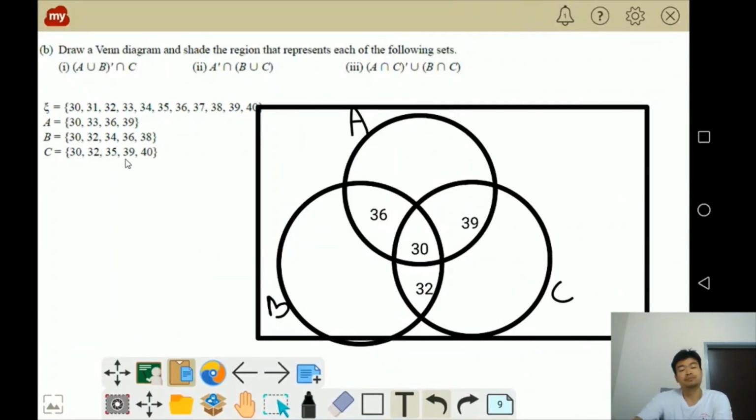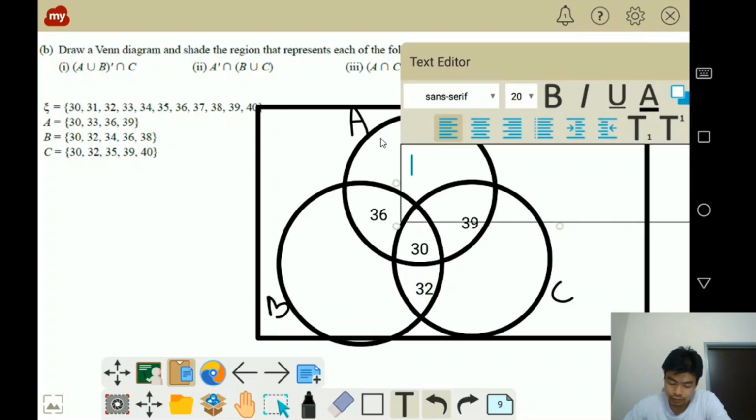Right, done. Now I can fill in the outer ring. Okay, look at set A. I filled in 30, 36, and 39 already. So what is left? 33, right? So 33 will appear here.